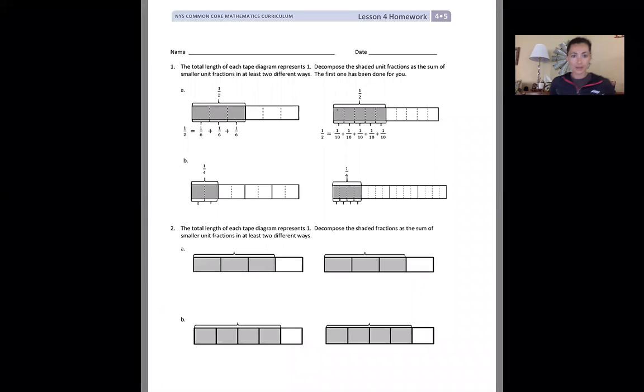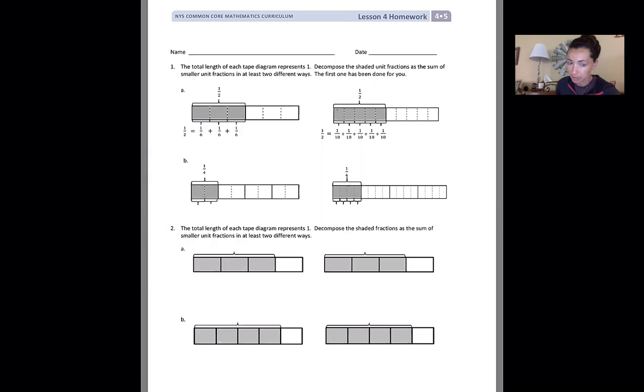The total length of each tape diagram represents one or one whole. We're going to decompose the shaded unit fractions as the sum of smaller unit fractions in at least two different ways. The first one has been done for us, which is very helpful. It shows that one half is shaded. When I look at the parts that they've created there, they have six different parts. One, two, three, four, five, six.